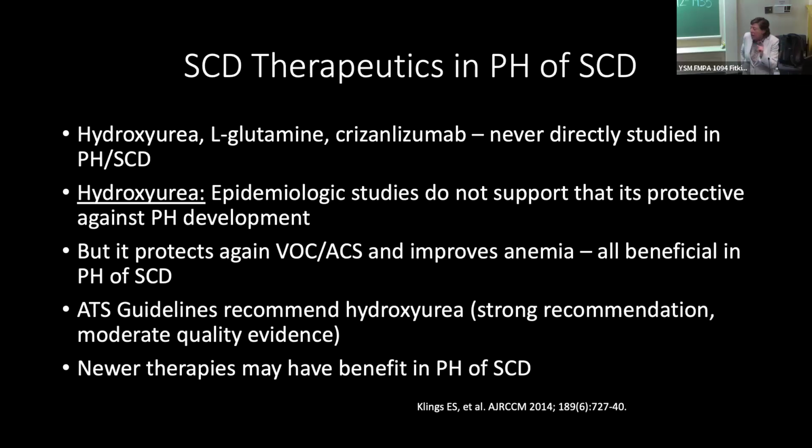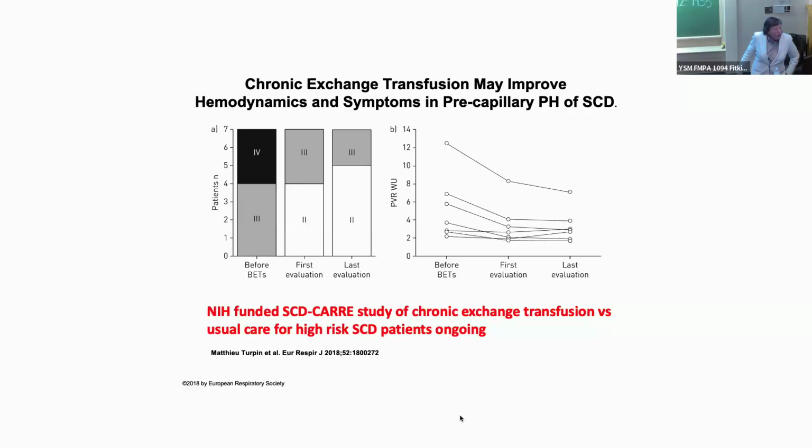And we know that acute chest syndrome for our pH patients is when they develop right-sided heart failure and die. So we recommended during the ATS guidelines, hydroxyurea for everybody. We do not know if L-glutamine, which was FDA approved on its ability to reduce frequency of vaso-occlusive crises, or the monoclonal P-selectin antibody, IV crizanlizumab, also approved for the same indication, have any benefit in pH of sickle cell. And so there's been a lot of thought about, if we improve hemoglobin, will that work in this patient population?